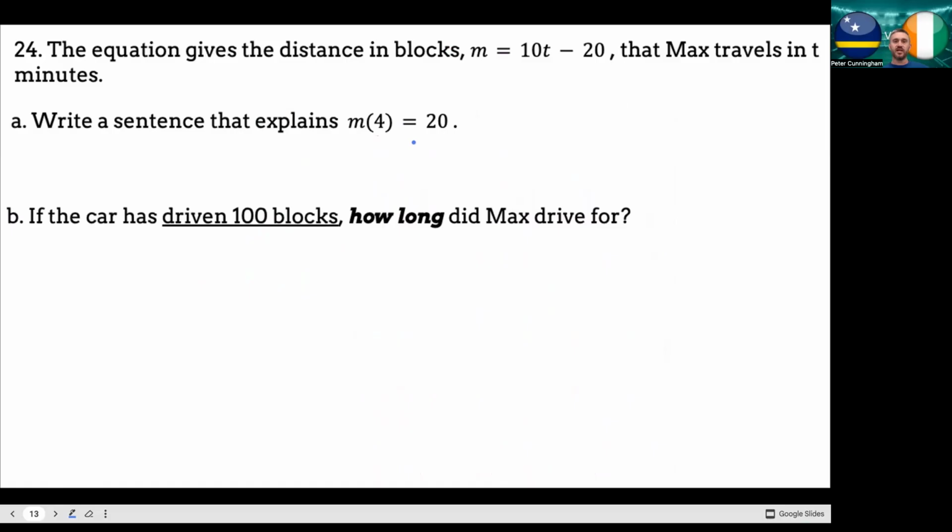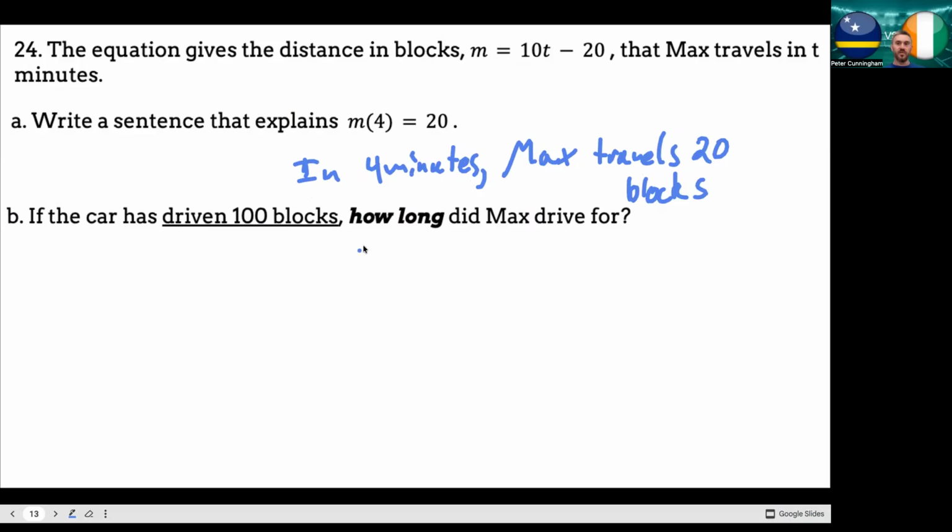So what explains here, 4, again, 4 is going in for t. So M of 4 equals 20. That's saying that in 4 minutes Max travels 20 blocks.